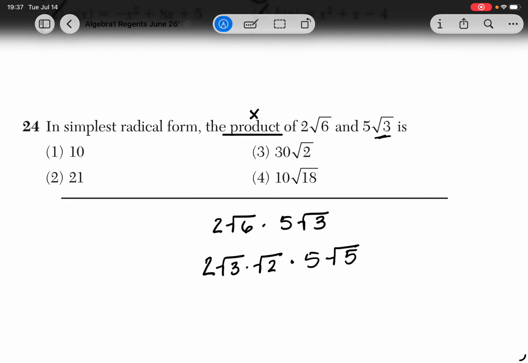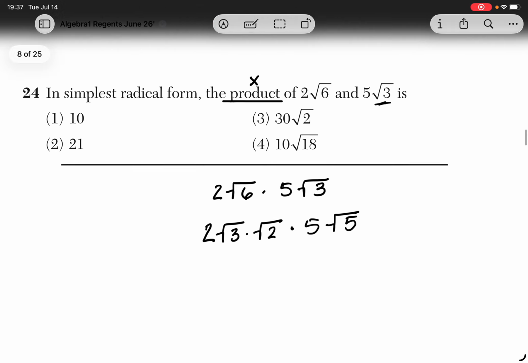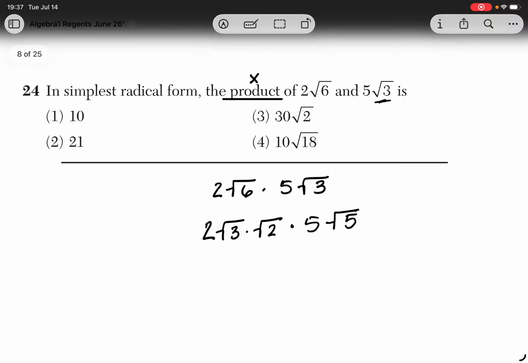Whenever you multiply a square root by the same value under a root sign, that turns into a whole number. So that square root cancels itself out. Because we have square root of 3 and square root of 3, those two square roots of 3 will cancel out and turn into 3 wholes.